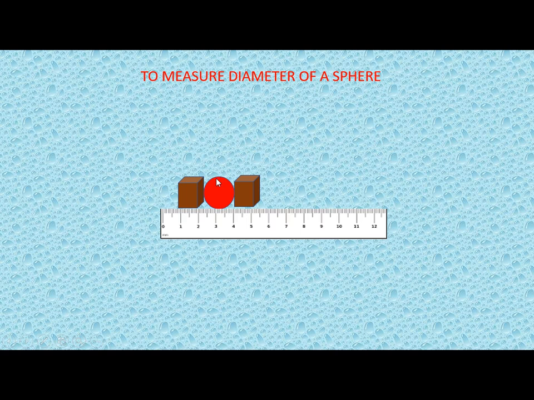Here you can see a ball is placed on the scale, and on both sides of the ball we will put the wooden blocks, and we have to keep in mind that both the blocks should touch the surface of the sphere or the ball. As you can see in this picture, both these blocks are touching this sphere. Now you find the initial reading. From this side we find the initial reading as 2 centimeter, and here the final reading is at 4 centimeter. So what is the diameter of the ball? The diameter of the ball will be 4 minus 2, that is equal to 2 centimeter. So this is how we can measure the diameter of a sphere.